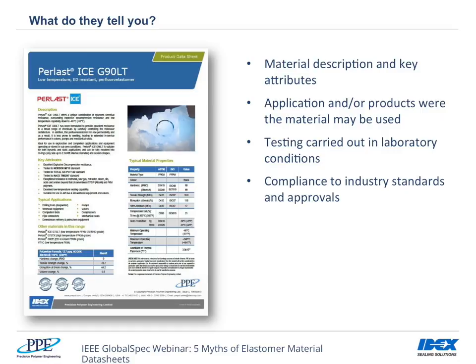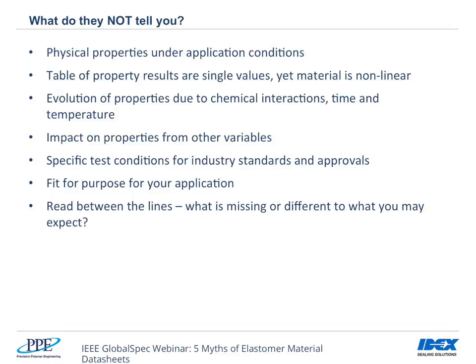This is a bit of a double-edged sword. On the plus side, you know that these tables with the values are consistent. They've been generated consistently from one test laboratory to another. However, are they actually relevant to your application? Your application isn't in a laboratory, it's probably not at 22 degrees C, and it's probably not only carried out for a few hours. So what does the datasheet not tell you?